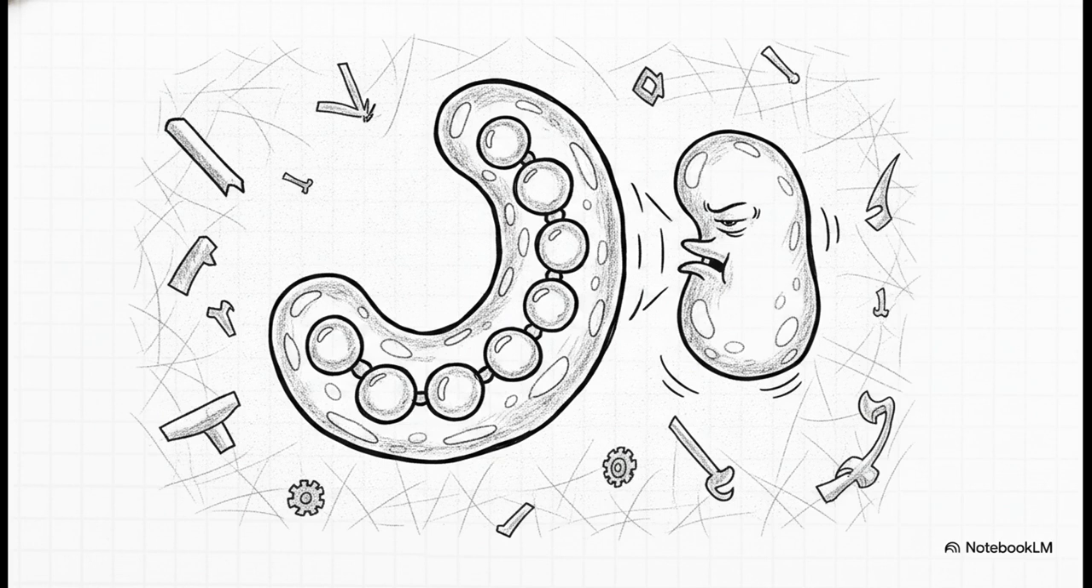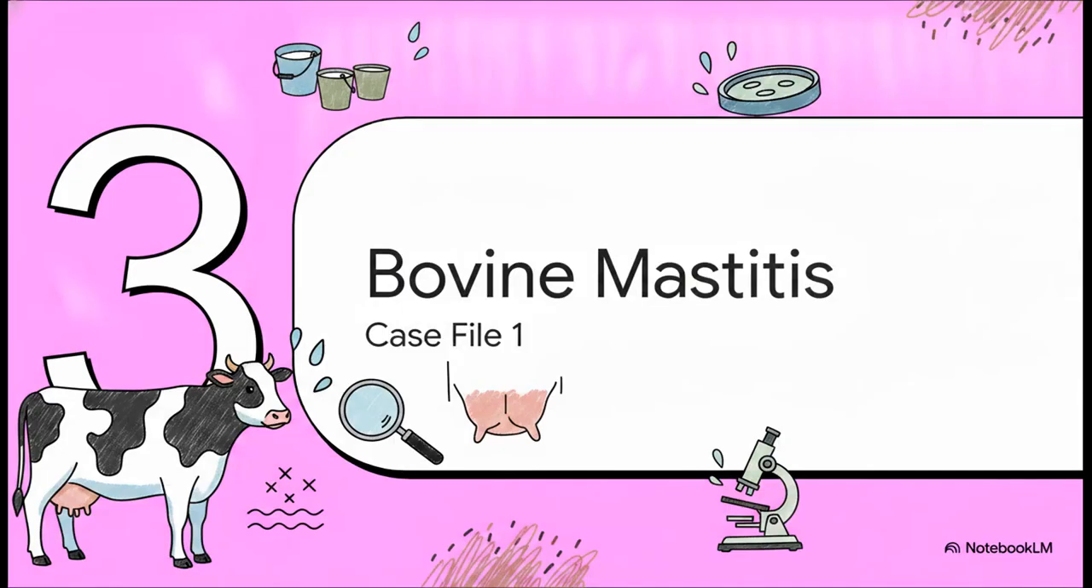They have this thick polysaccharide capsule and a specialized M protein on their cell wall. These structures act as molecular armor, actively preventing the host's immune cells, like macrophages, from swallowing and destroying the bacteria. Let's put these tools to work. Opening case file number 3, bovine mastitis.